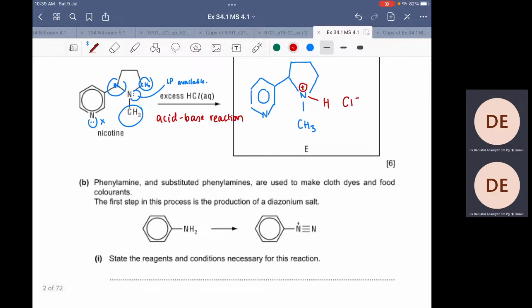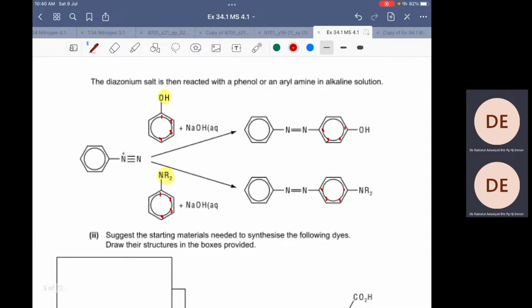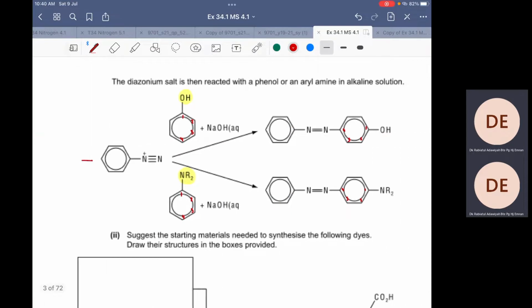Next, you are converting a phenolamine to a diazonium ion. So the reagents and conditions should also be available in your notes, okay? So I will not go through that. Basically, diazonium ion is unstable. It is derived from or produced from phenolamine, okay? The diazonium salt is then reacted with a phenol or an aryl amine in alkaline solution. So just remember that this came from phenolamine. So I'll just add that in, okay?